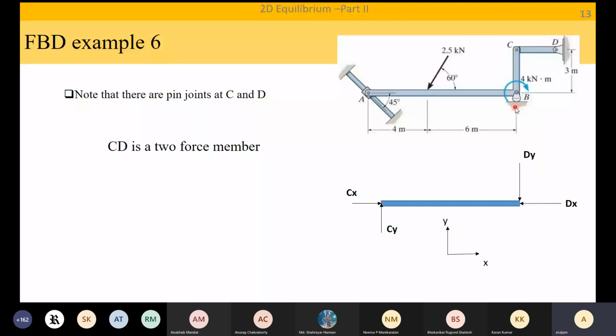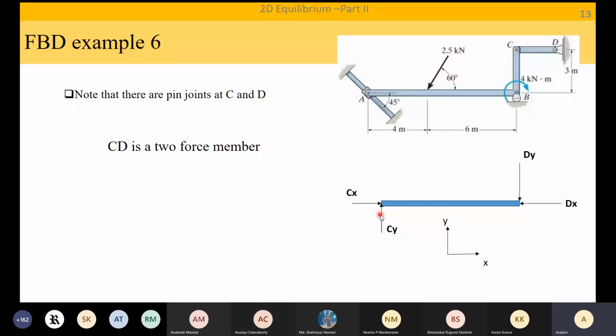Now we want to draw the free body diagram of member CD. There is a pin at D, there is a pin at C. In the pin, you know that the horizontal and vertical movements are constrained. So you have Dx, Dy, Cx, Cy. Yes?